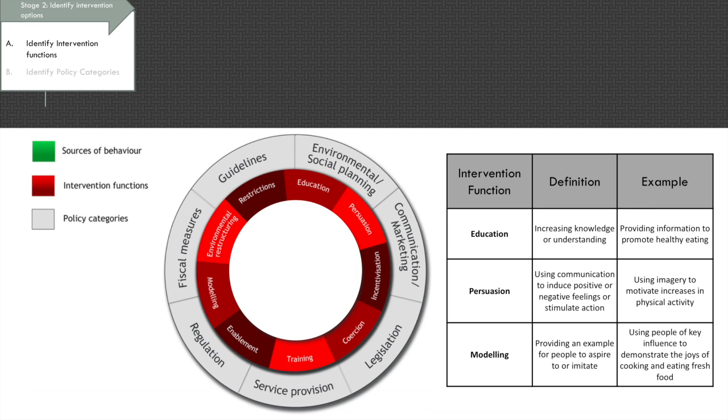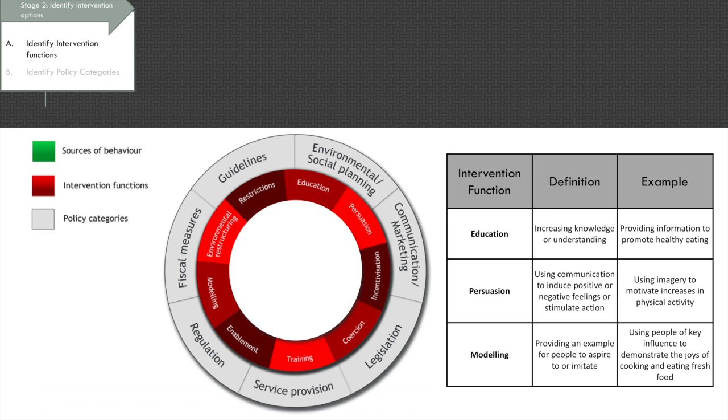So each intervention function has got a definition and also an example. And if you go into the Behaviour Change Wheel book that I've shown before, then all the definitions and examples of how to use these different functions are in there. But let's get a bit of a flavour for it by looking at 3 of them. With education, the definition is to increase knowledge or understanding, and you can do that through providing information around healthy eating.